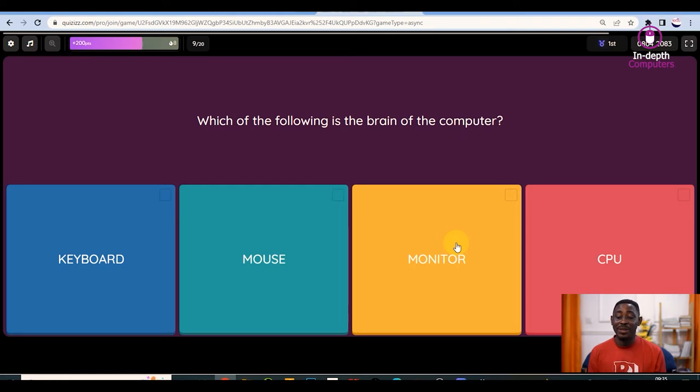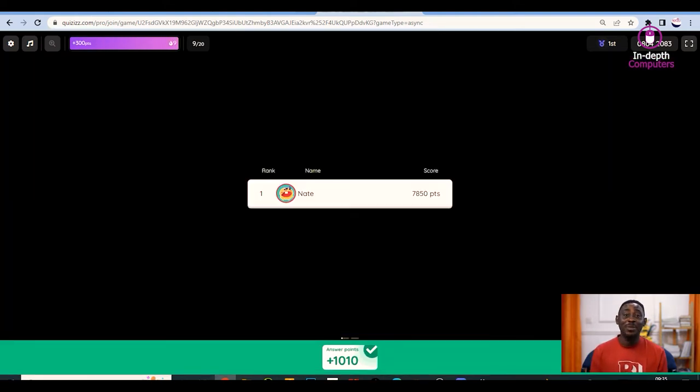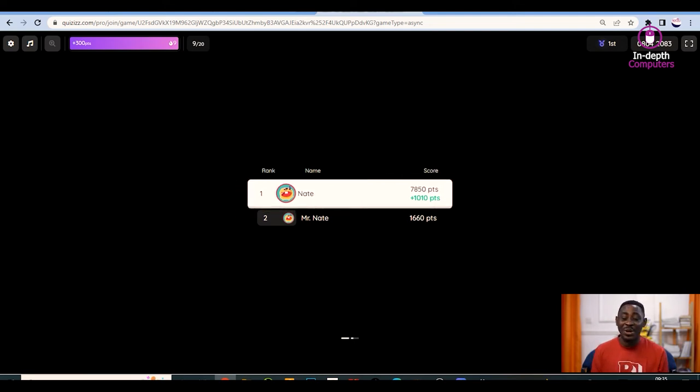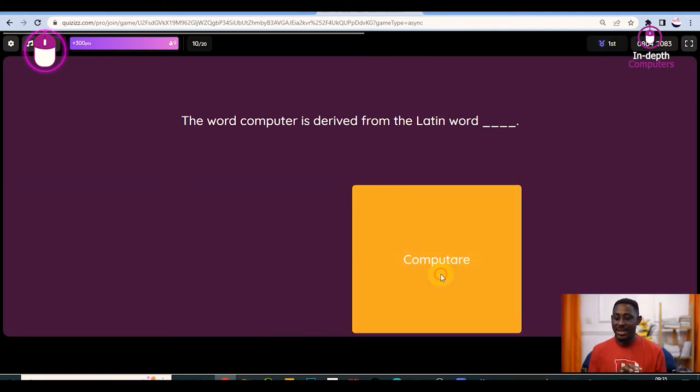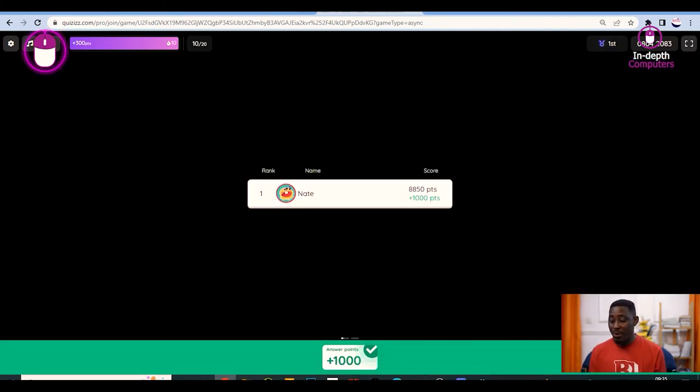Which of the following is the brain of the computer? Is it the keyboard, the mouse, the monitor, or the CPU? The CPU is the correct answer. The central processing unit is the brain of the computer. The next question, the word computer is derived from the Latin word computae, computa, computere. So the right answer is this, computae.